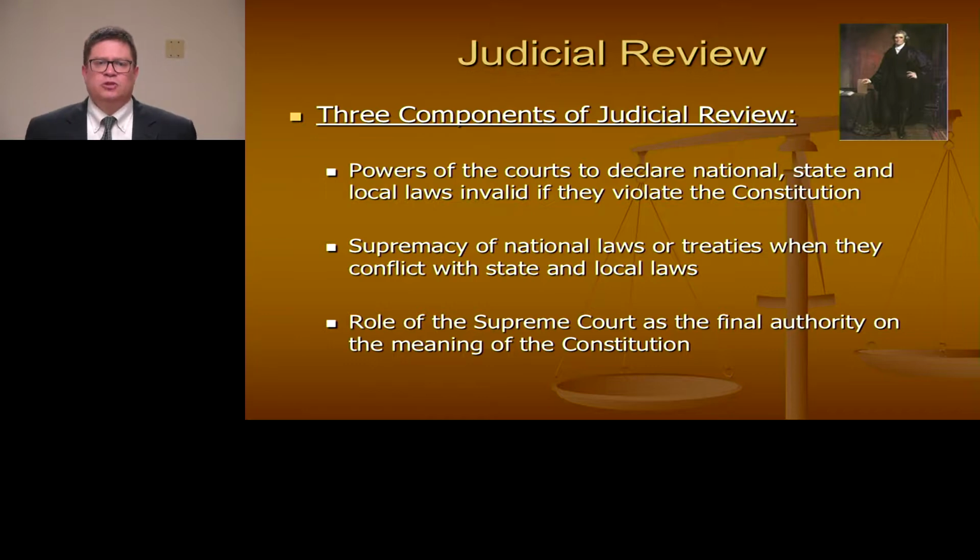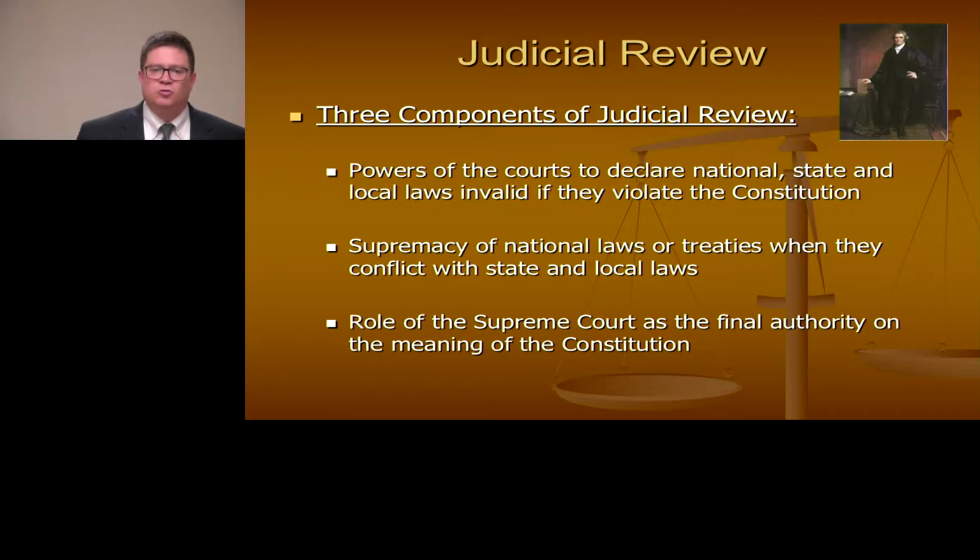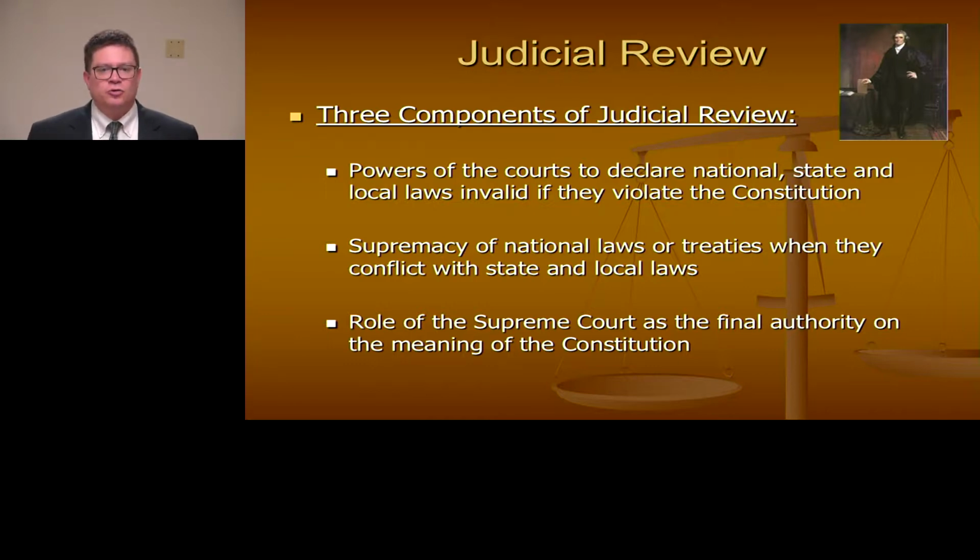And then finally, judicial review also refers to what we can call the role of the Supreme Court as the final authority on the meaning of the Constitution. The Supreme Court being the court of last resort in the United States, at the end of the day, when the Supreme Court rules on something, that is the end of the question unless Congress decides to change the Constitution. So it's an enormous power that the judiciary has, particularly the Supreme Court, with their power of judicial review.